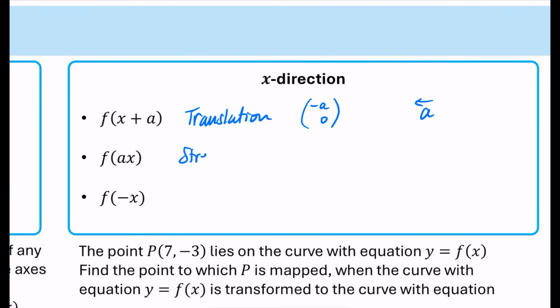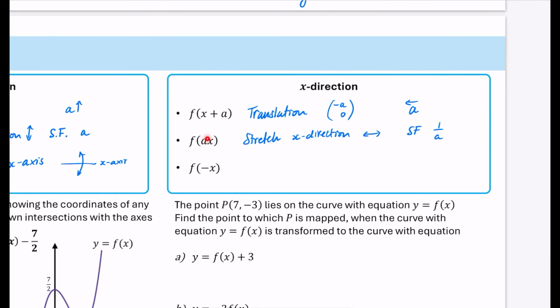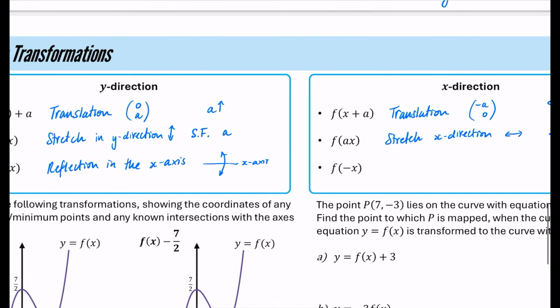This one is a stretch, and it's still going to be happening in the x direction. And with arrows, I mean it's happening like this and this. But the scale factor this time is not a, it is 1 over a. So actually when you multiply something, let's say it was a 2 here, you're actually squeezing it in. You're not stretching it out, you're actually squeezing it in by a factor of a half. And we can still use the word stretch or enlargement, but when we have a scale factor that is less than 1, we know it means a compression. And then this one is just the opposite of this.